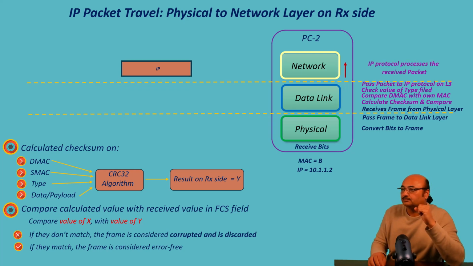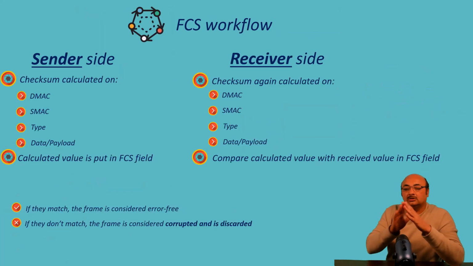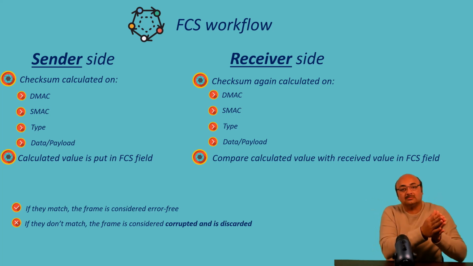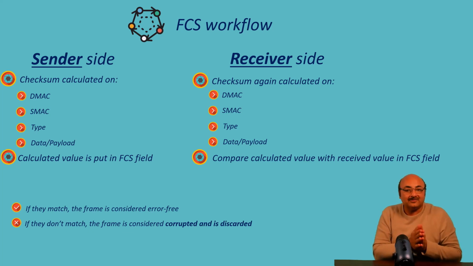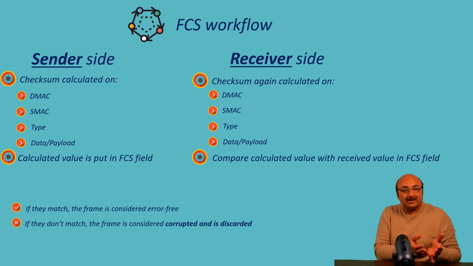To summarize the FCS workflow, keep in mind that the checksum is calculated on both sides, the transmit and the receive side. The transmit side conveys its value using the FCS field in the Ethernet frame. Okay, and the receiving side refers to that value and then compares it with its own calculated value.